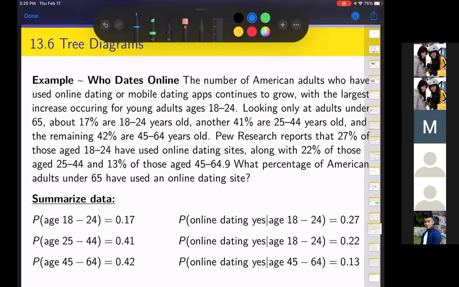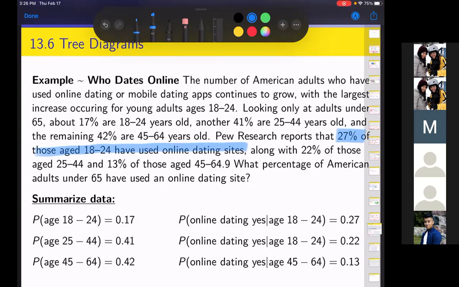So the probability of someone from 18 to 24 years old is 17%. The probability for someone from 25 to 44 years old is 41%. And from 45 to 64, because we only do under 65, is 42%. So far, so good? Just summarize. A Pew Research report says that 20% of those aged 18 to 24 have used online dating sites. This sentence right here, that's conditional probability. You just don't see it. That's conditional probability.